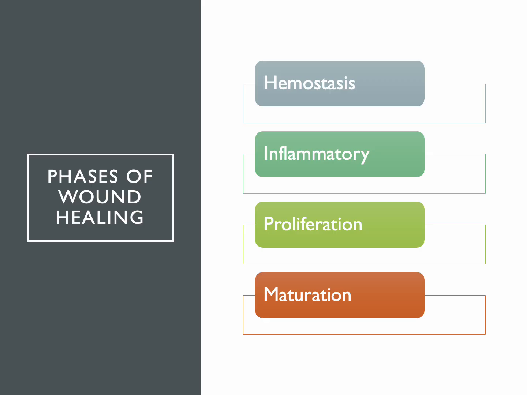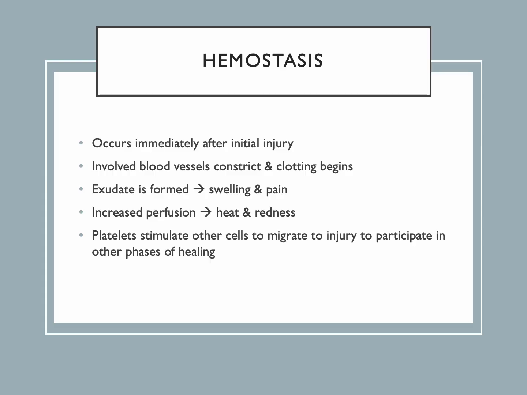So these are the phases of wound healing that we go through, and I'll talk about them on each slide here. So basically, hemostasis is the immediate thing that happens. You get a paper cut, you start to bleed, right?